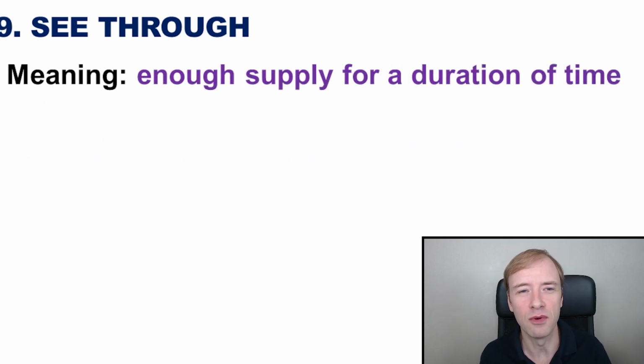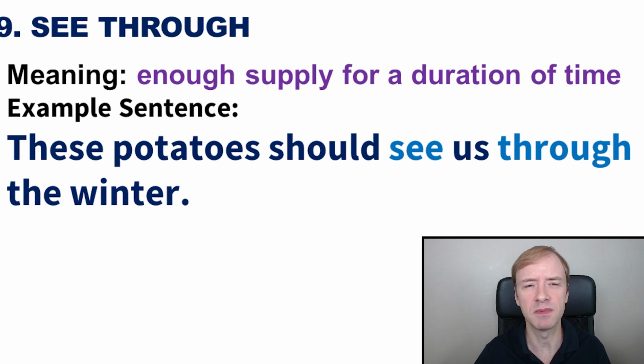And 9, see through. And the last one for see through. And this one's a little difficult. Enough supply for a duration of time. What's that talking about? Let's look at the example to help us out. These potatoes should see us through the winter. All right, so these potatoes, we have some potatoes, should see us through the winter.